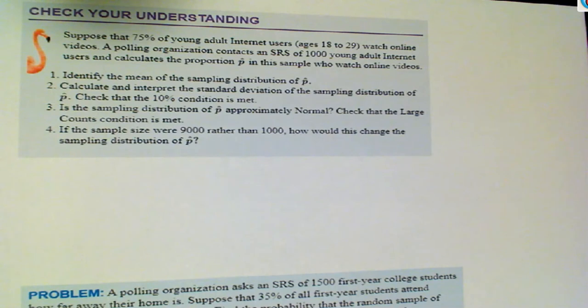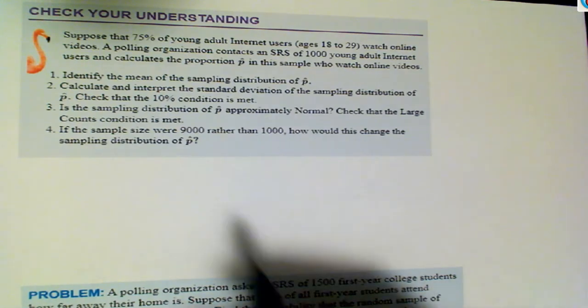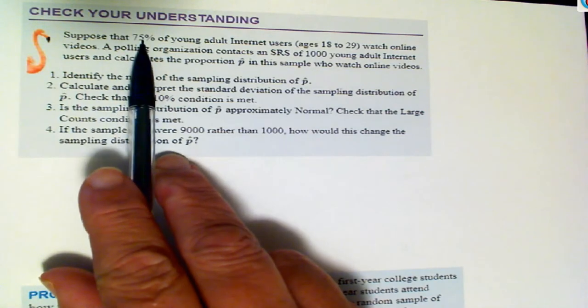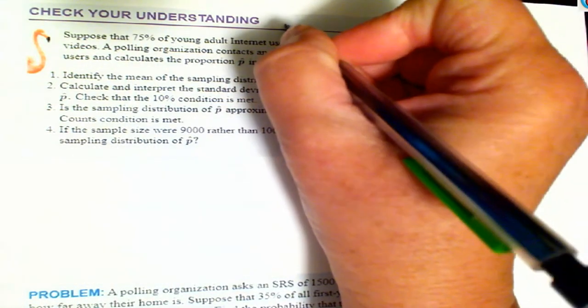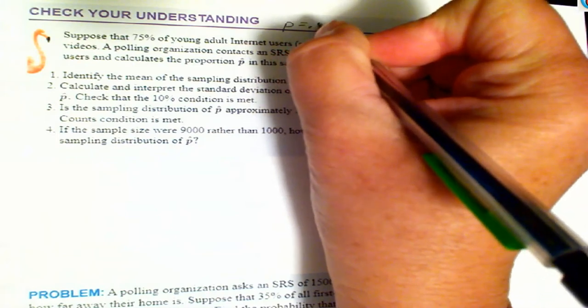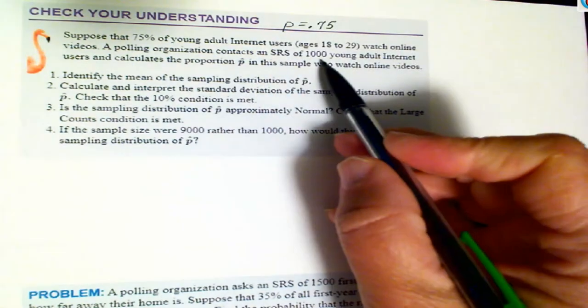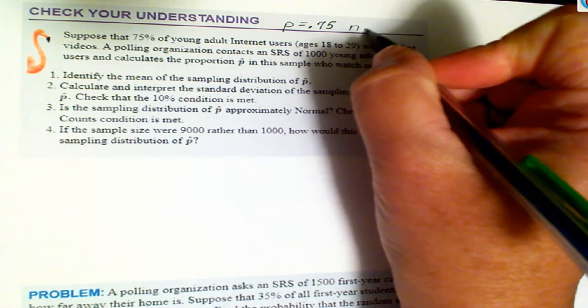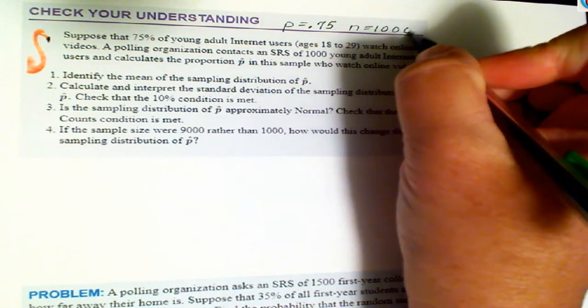Okay, the last thing we're going to do here, we've got two more examples to do. Suppose that 75% of young adult internet users, 18 to 29-year-olds, watch online videos. A polling organization contacts a simple random sample of 1,000 young adult internet users and calculates the proportion p hat in the sample who watch online videos. First of all, this is your actual p. So p is equal to 0.75, and our sample size n is equal to 1,000. A lot of times I'll just jot that information down.